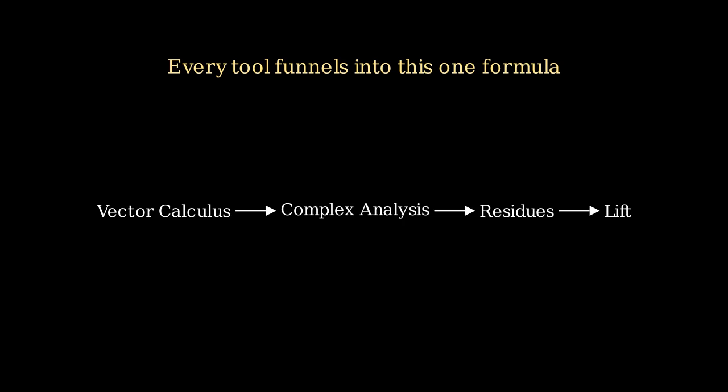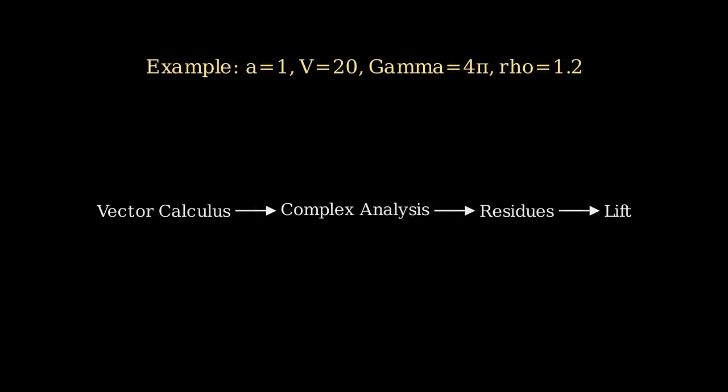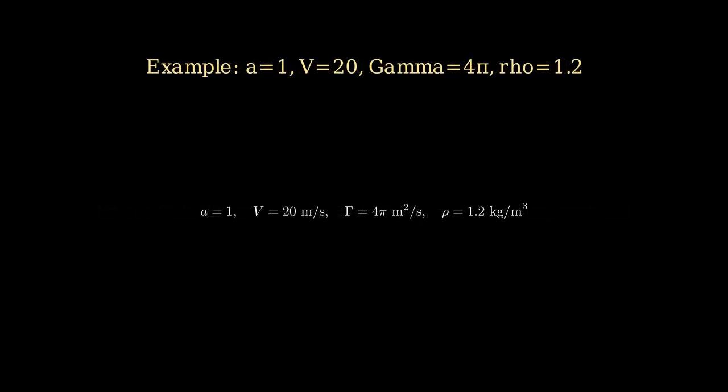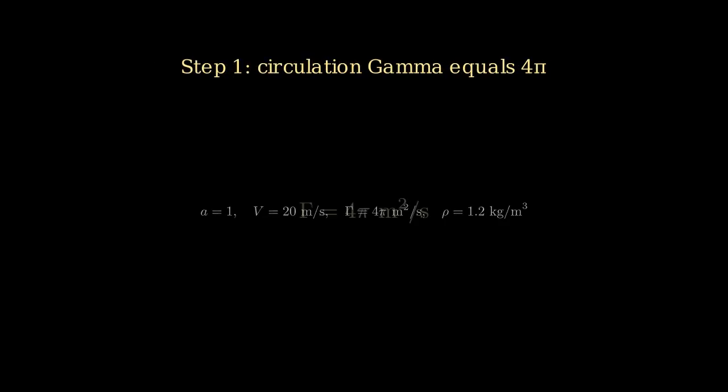Now the worked numerical example. Suppose a circular cylinder of radius a equals 1, in a flow of speed V equals 20 meters per second, with circulation gamma equals 4 pi meters squared per second, and air density rho equals 1.2 kilograms per cubic meter. Step 1. Circulation is already known, extracted via the residue at z equals 0 of the log term in ω(z), so gamma equals 4 pi.